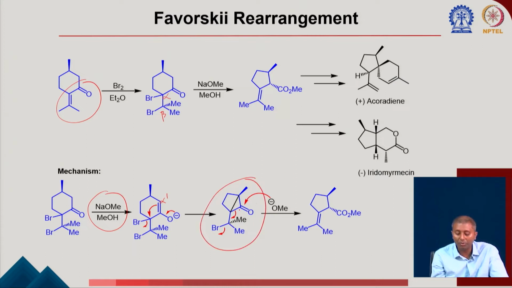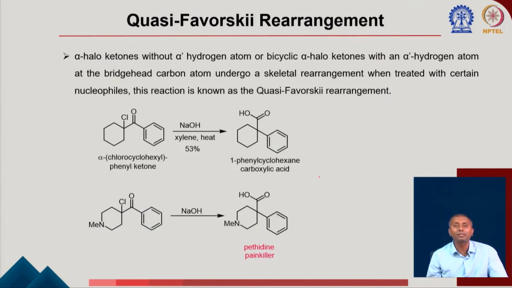Here the OMe minus is going to attack. Now this is going to cleave this bond, as I said. Instead of forming an anion, it is going to get rid of the corresponding bromine to form the corresponding alpha, beta unsaturated compound. And then I am going to talk about another example of the quasi-Favorskii rearrangement.